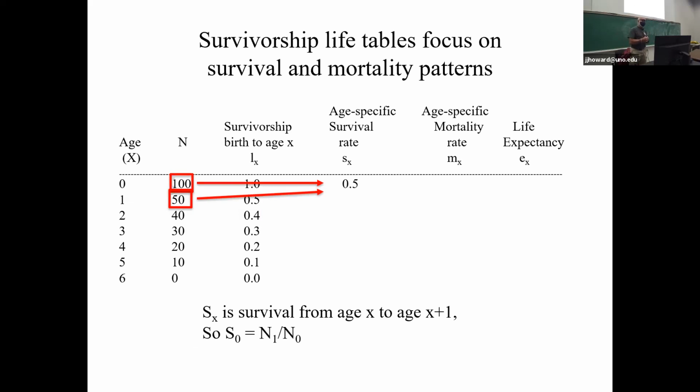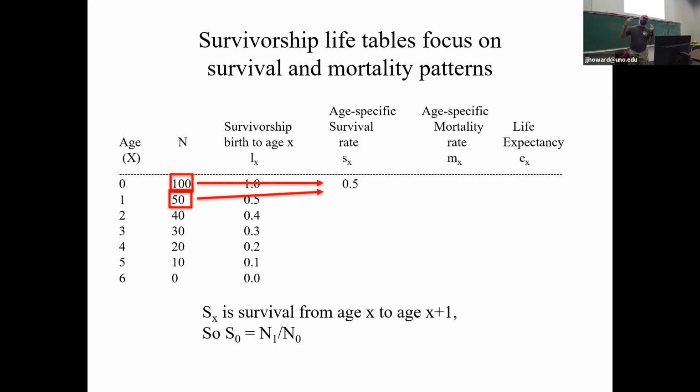Now, what about the SX column? Well, S sub X is the probability of surviving from age X to the following age, X plus 1. So what's the probability that a newborn will survive to age 1? That's S sub 0. Well, it again is the number alive at age 1 divided by the number of newborns. And so that is also 0.5. So notice that L1 is 0.5 and S0 is 0.5.